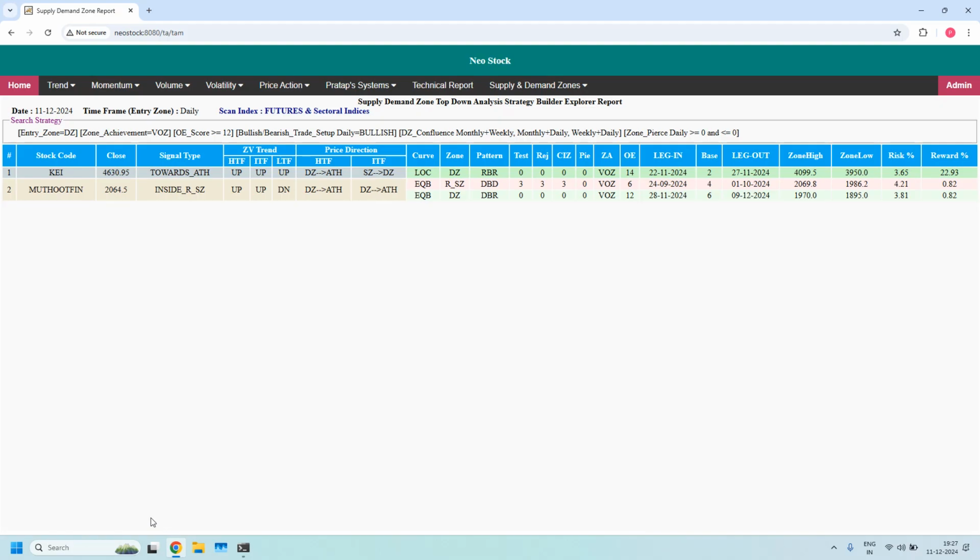In these 2 stocks, the daily demand zone is part of the weekly demand zone. Both together again part of the monthly demand zone, zone confluence, and monthly trend is up in both the stocks. If any of these two stocks are having monthly EMA confluence, that is an even more high probability trade setup supported stock. Let's verify.